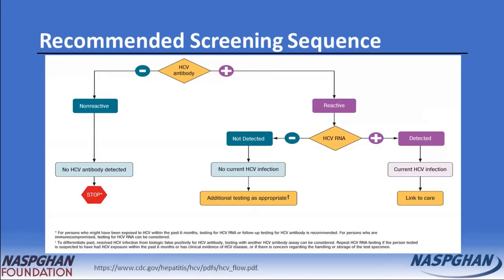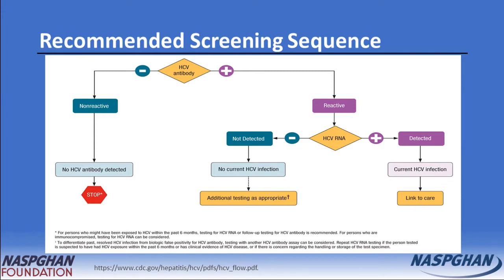There's a recommended screening sequence in which we start with the hepatitis C antibody. If the antibody is not detected, the patient is not considered to be infected, and you can stop screening at that point. The caveat with this is that if a patient has been exposed to the hepatitis C virus within 6 months prior to the test, you may consider repeating the test to confirm that it is truly negative.